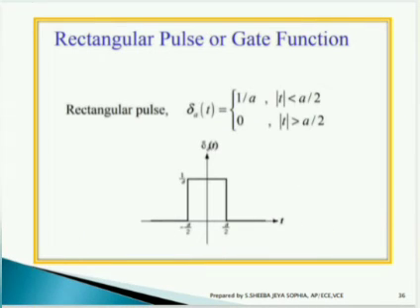Next, rectangular pulse or gate function. So that value is equal to 1 by a for the modulus of t less than a by 2. A is the value which we are choosing. So according to the value of the function which we choose, the output will also vary.